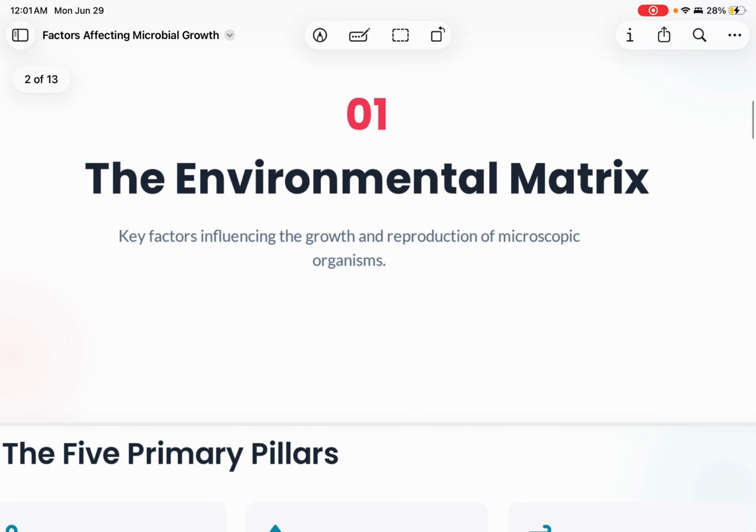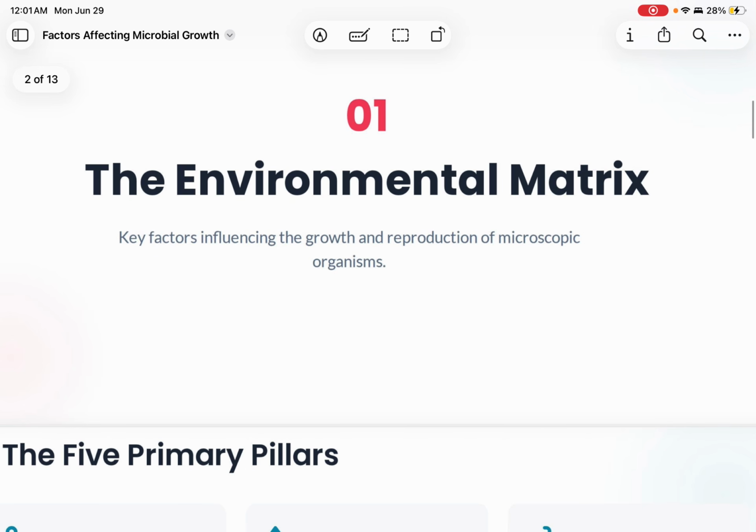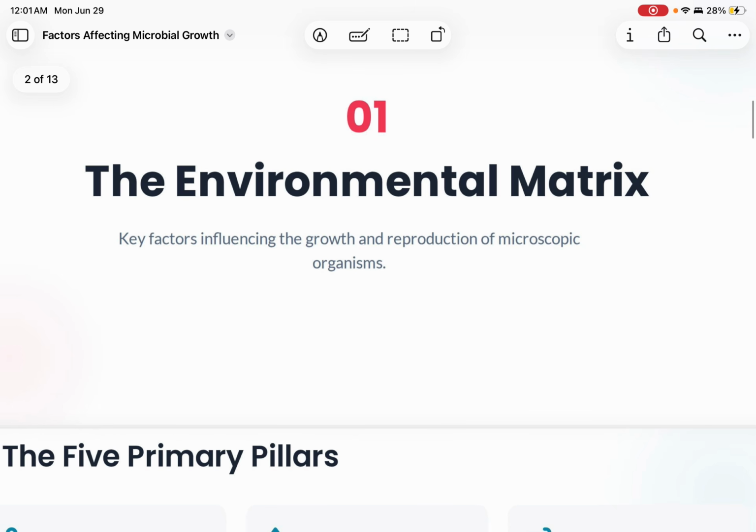Like all living things, they need the right environmental conditions to survive, grow, and reproduce.